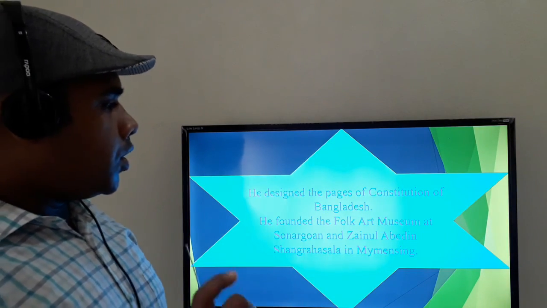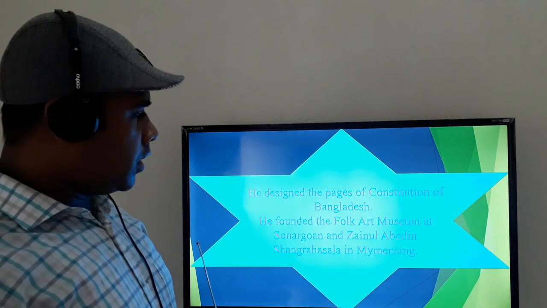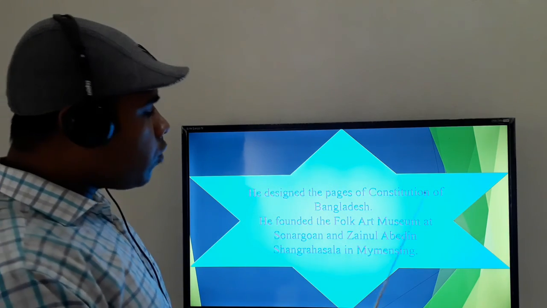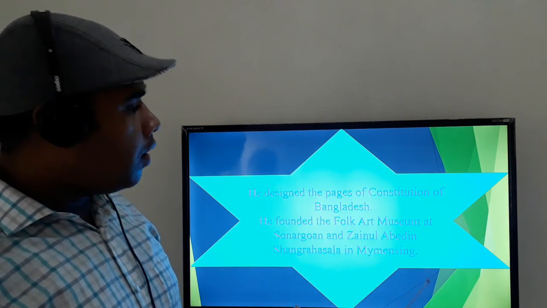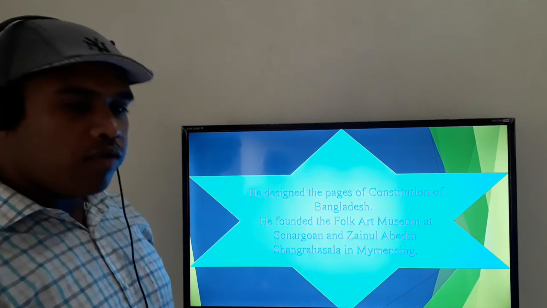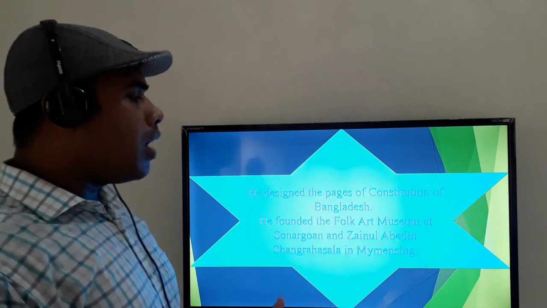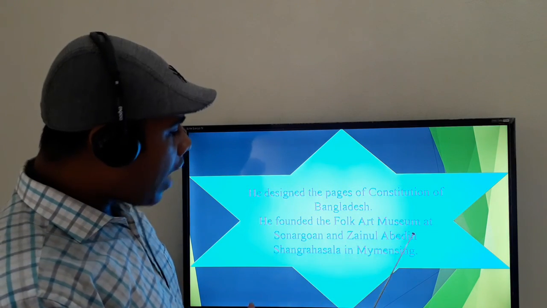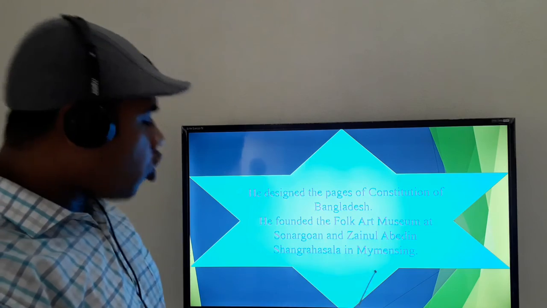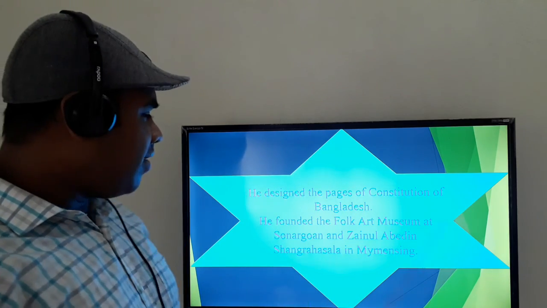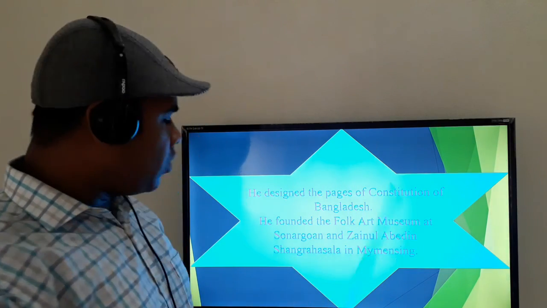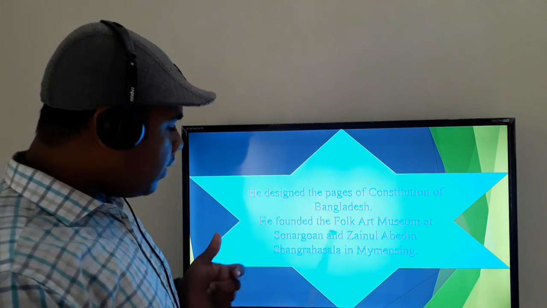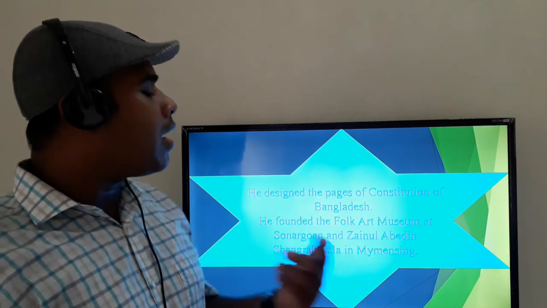Here I'd like to share with you more important information about Joinul Abidin. He designed the pages of the Constitution of Bangladesh. The original constitution, the first constitution of independent Bangladesh, and Joinul Abidin designed the cover page of the constitution. He founded the Folk Art Museum at Sonargaon and Joinul Abidin Songrahshala in Mymensingh. I think you have heard the name Folk Art Museum in Sonargaon. Some of you may have visited there. And there is Songrahshala also, in Mymensingh.